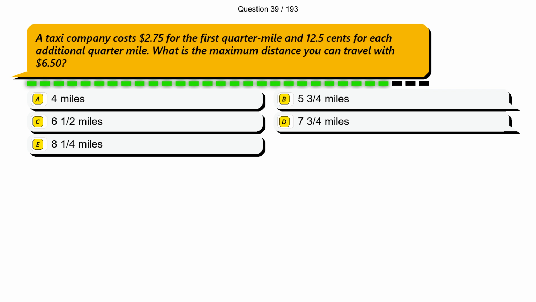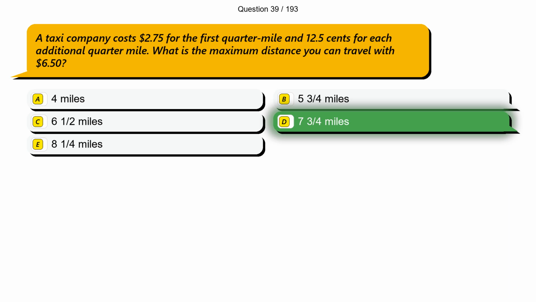A taxi company costs $2.75 for the first quarter mile and 12.5 cents for each additional quarter mile. What is the maximum distance you can travel with $6.50? Option A, 4 miles. Option B, 5 3/4 miles. Option C, 6.5 miles. Option D, 7 3/4 miles. Option E, 8 1/4 miles.